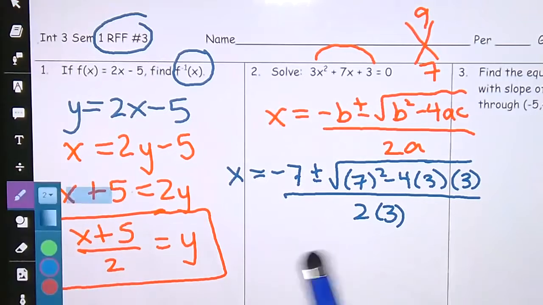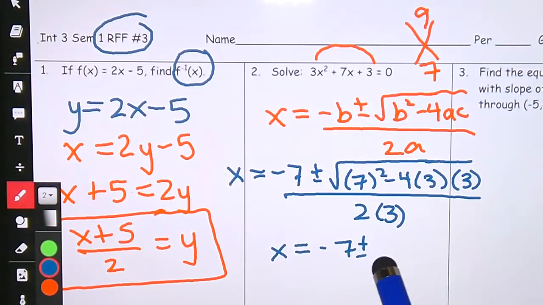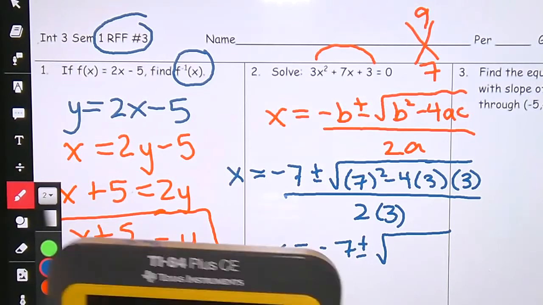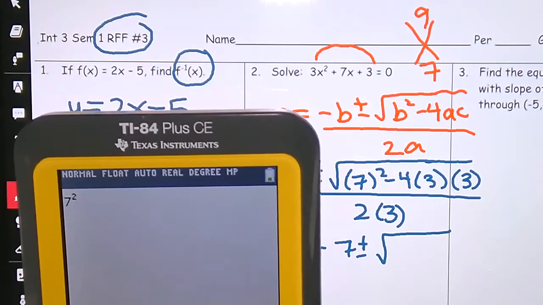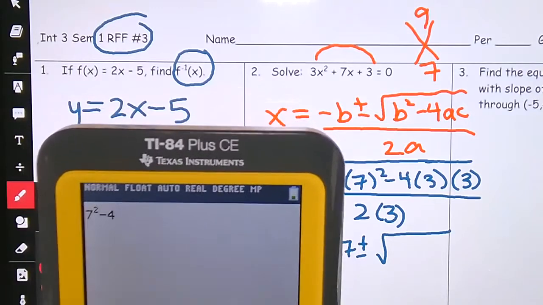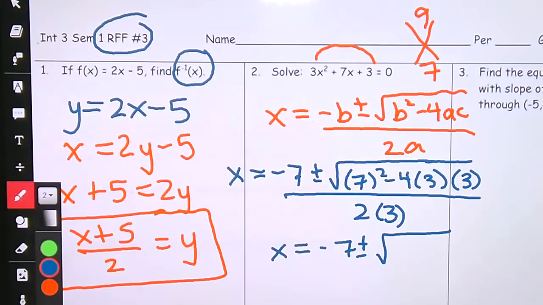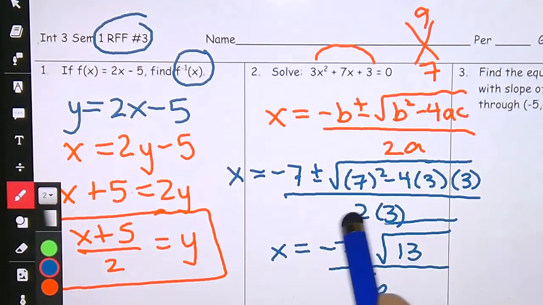So I'm going to have x is equal to negative 7 plus or minus, and underneath this, I'm going to put it into my calculator. And so when I put it into my calculator, I'm going to have 7 squared minus 4 times 3 times 3. I end up with 13. So I have a 13 underneath the square root, and then on bottom I get 6. And I cannot clean that up. That's going to be my answer.